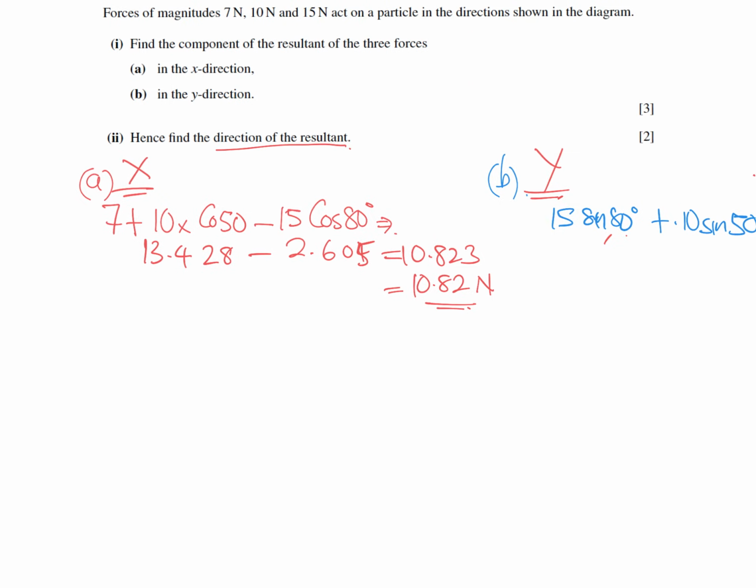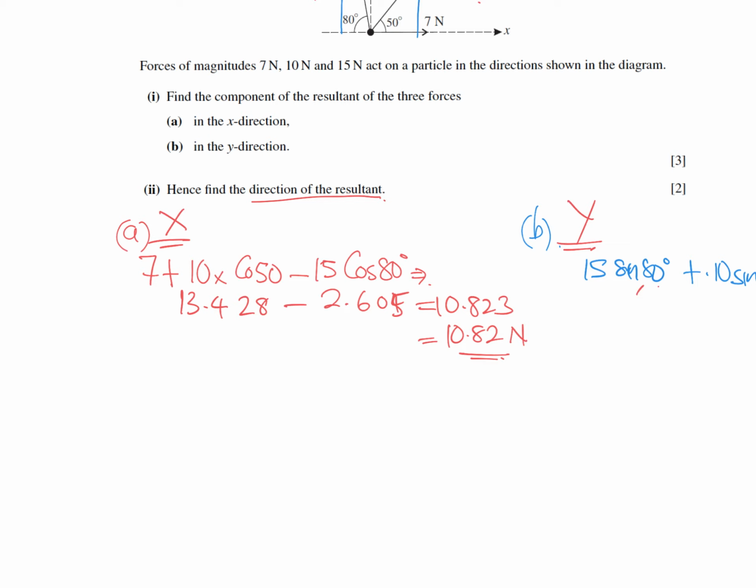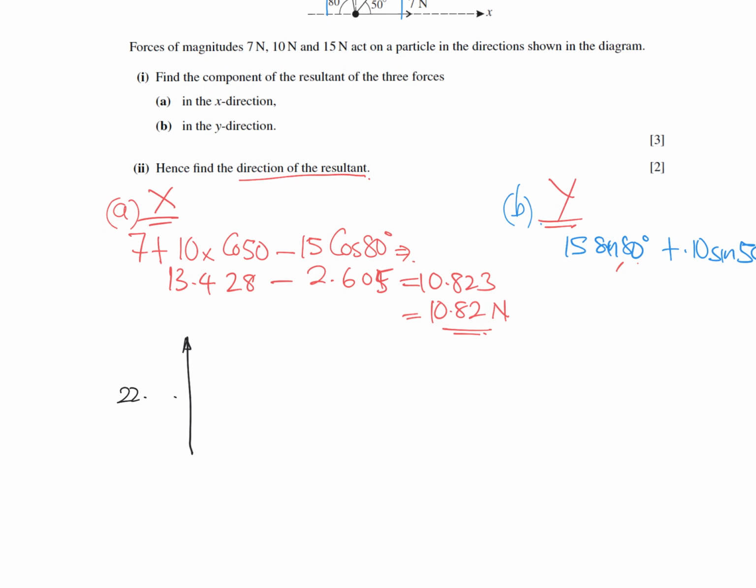Okay, next, what do I do? Hence, find the direction of the resultant. So if I draw this and simplify it, I have the y direction force, which is 22.43 Newton, and then on the x direction we have 10.82 Newton. So therefore the resultant is at a certain angle.